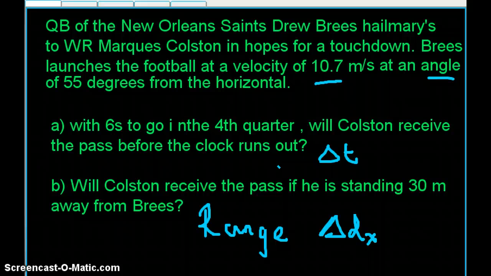So let's get started with part A. And again, if it's a projectile motion problem, the first thing you ought to do is draw a quick little sketch. I really apologize for the sketch. I know in advance it's going to be really ugly.